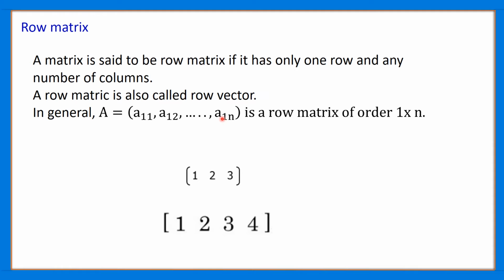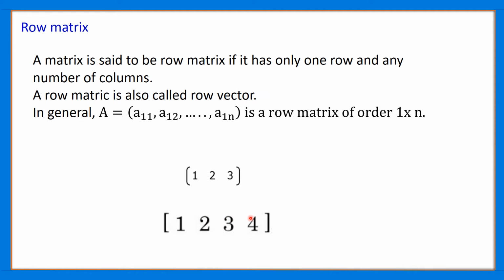Okay, let us take an example. The matrix [1, 2, 3] is a row matrix in which we have only one row and there are three columns. When you look at the second example, [1, 2, 3, 4], in this matrix there is only one row but four columns.